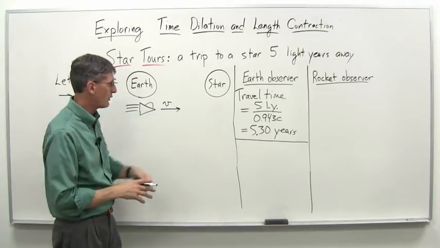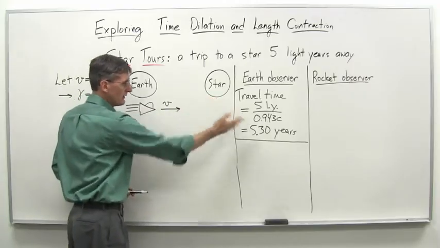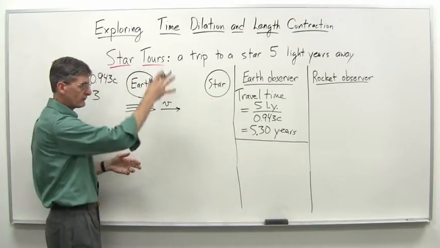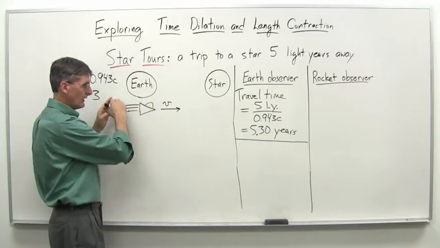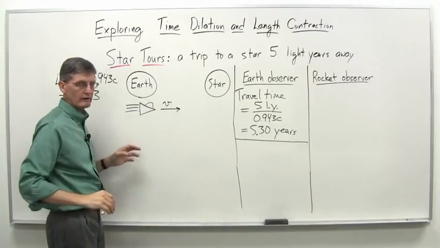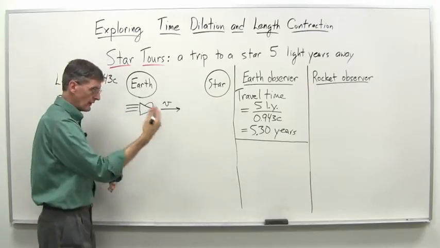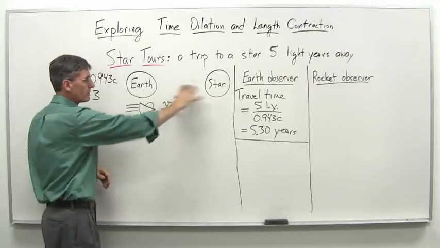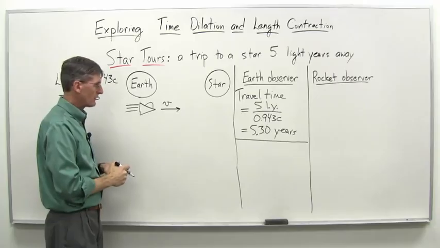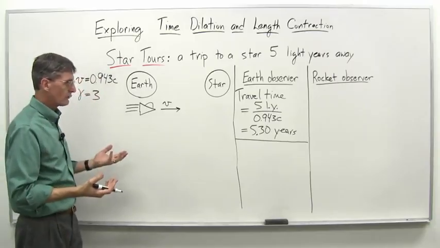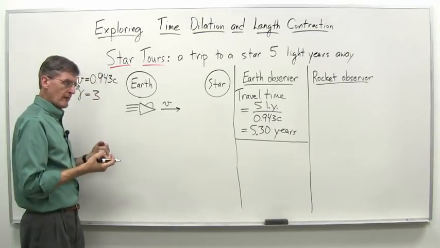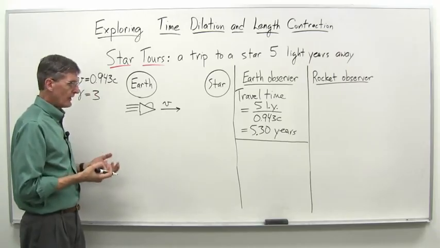And so in that photo, the star clock will read 5.3 years, because this is from the Earth observer's perspective. And Bob's going along at 0.943 C. When he gets there, 5.3 years have elapsed on the Earth-star system of clocks. And so the question then is, really, what does that photo show?